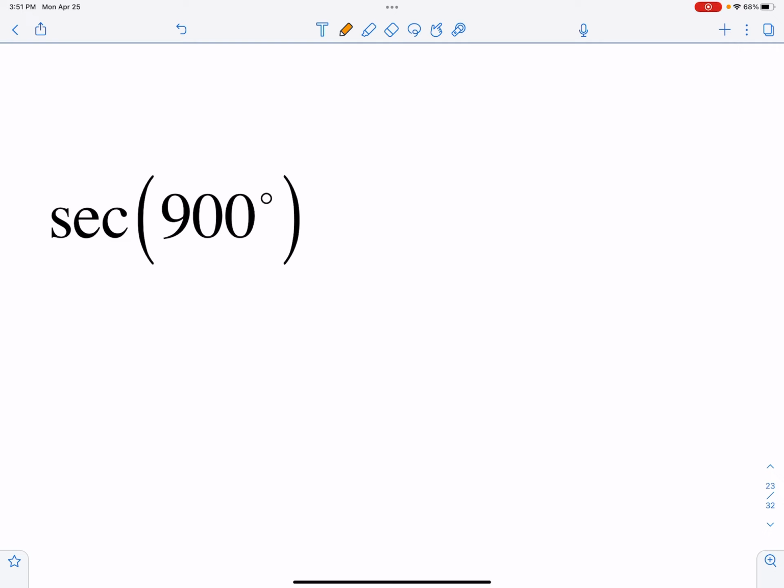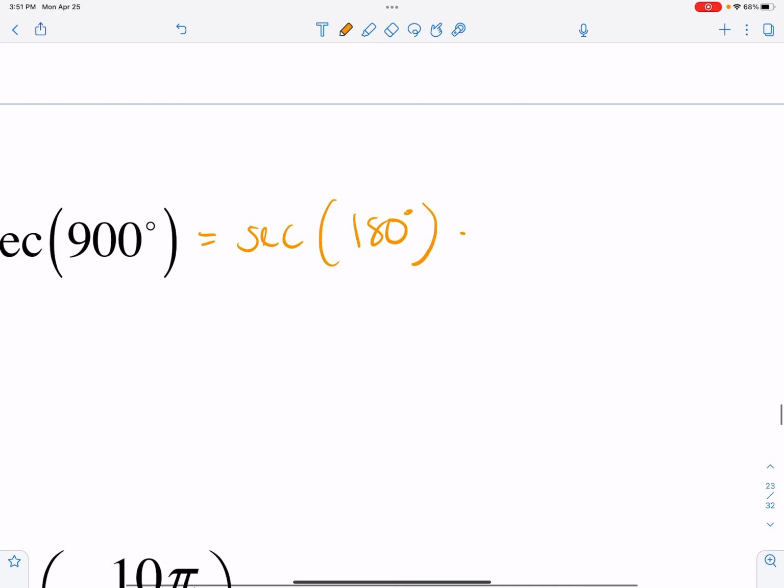900 minus 720, we already said that was 180 degrees. Secant is the reciprocal of cosine, so this would actually be equal to 1 over cosine of 180 degrees, or you could just think about, okay, at 180 degrees, cosine is equal to -1. The reciprocal of -1 would just be -1.